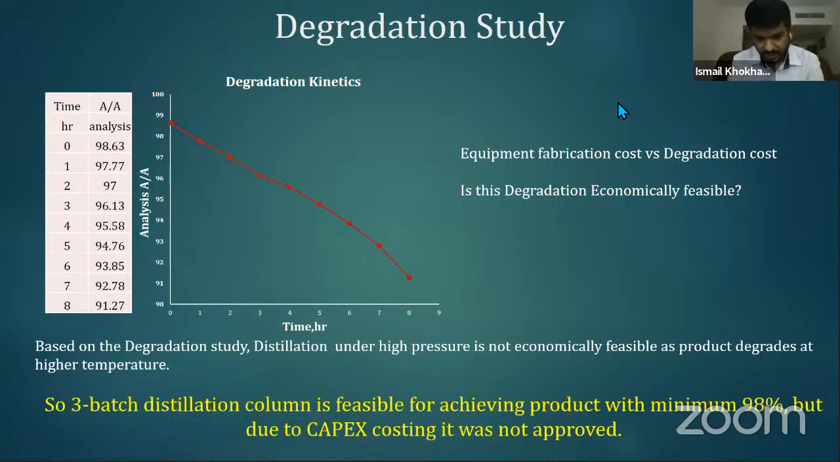So again, we came back to ground zero, that the 3-batch distillation column is feasible.